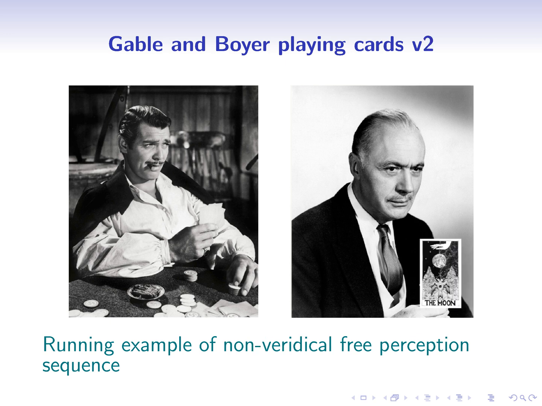In the second version, in the panel on the left, Gable looks up, and the panel on the right shows what he hallucinates seeing. It's Boyer holding up a moon tarot card. This must be hallucination. It must be non-veridical because they're playing with an ordinary deck of cards.